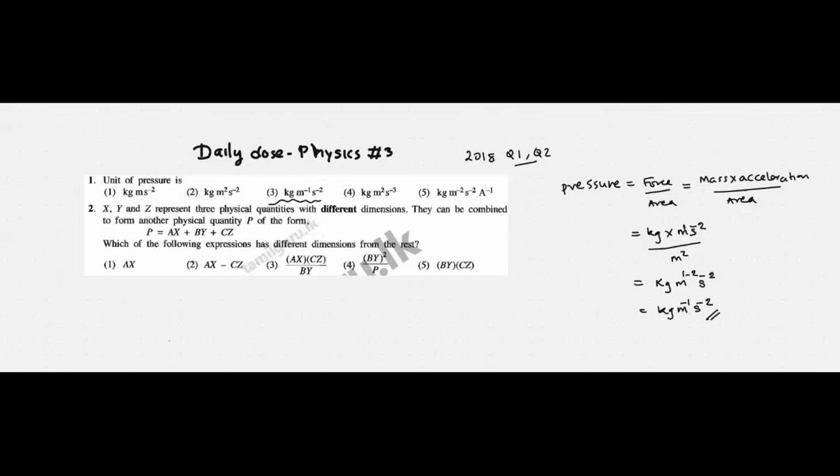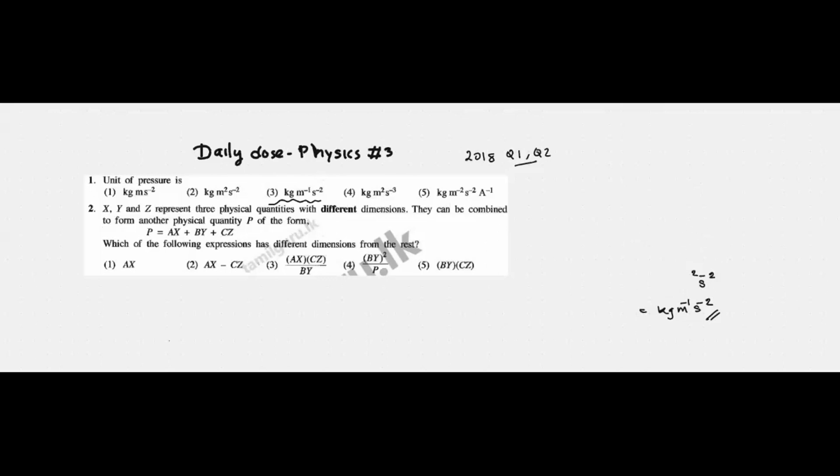Next, the second question. In this you can see this is a question regarding dimensions. They've said that x, y and z represent 3 physical quantities with different dimensions. They have highlighted that also, so there is something important there. And they've said they can be combined to form another physical quantity P of the form P equals ax plus by plus cz.